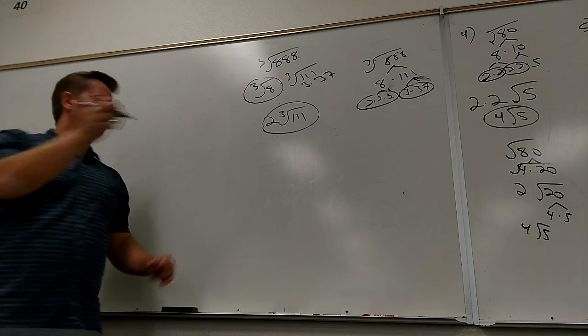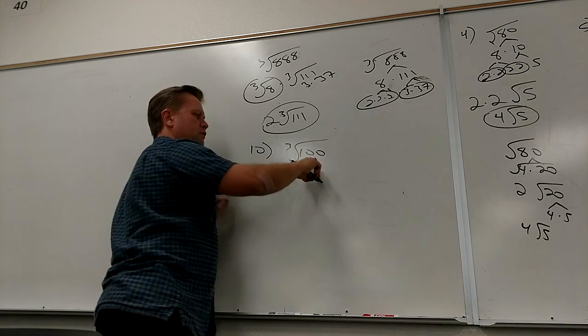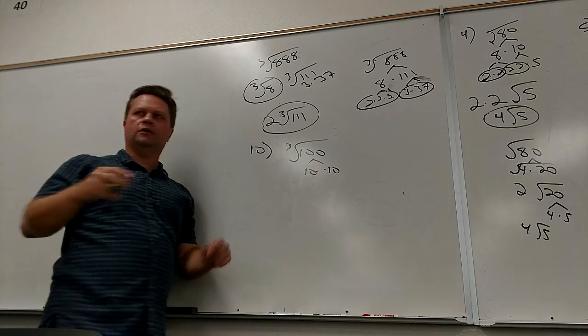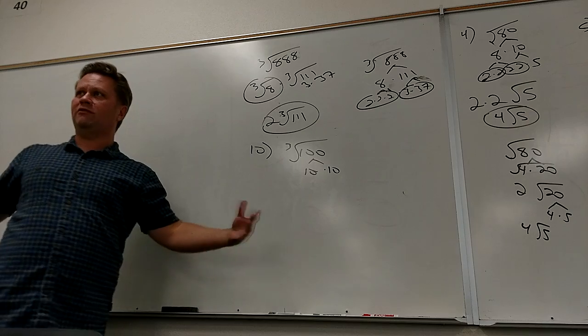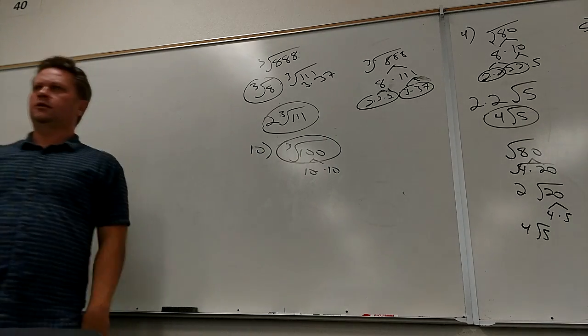And then the last one is just like number 5. What's 100 made of? 10 times 10. So 2 2s and 2 5s. Does it have 3 anythings? No. So another one that I'm done.